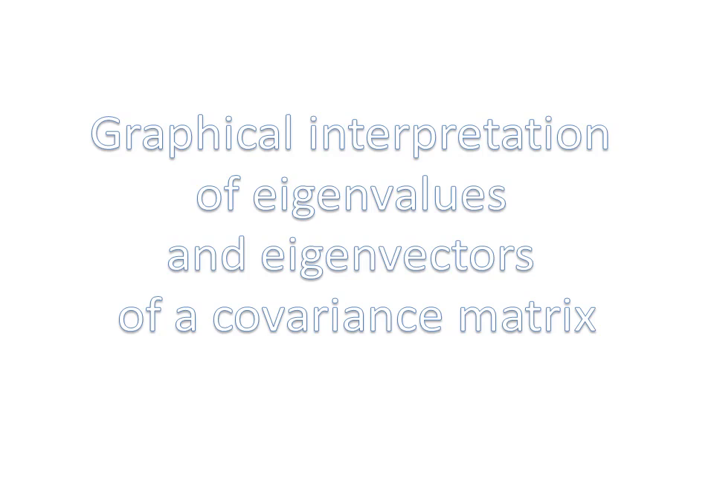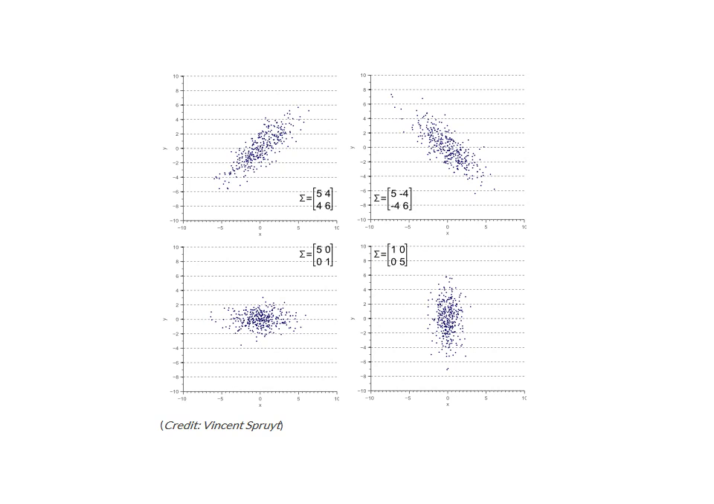This slideshow gives a brief explanation of the graphical interpretation of the eigenvalues and eigenvectors of a covariance matrix. From the following graphs, we can see that the overall distribution of the data determines the covariance matrix. For example, in the first graph where the two variables are positively related, in other words, as the one increases, the other variable also increases, we see that the covariance between the two variables is positive, that is 4.